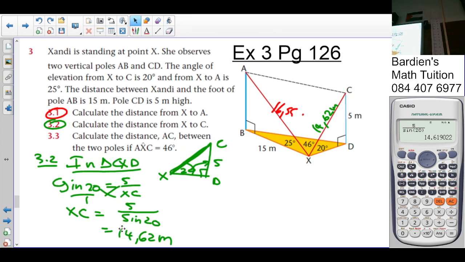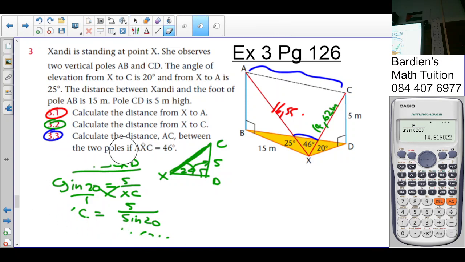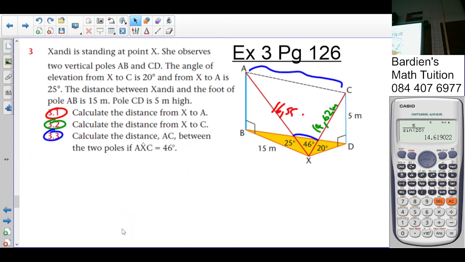In the next question we are told in 3.3, calculate the distance AC. So this is the distance we must calculate between the two poles if AXC is equal to 46. So we have two lengths and an included angle. So which rule are we going to use then? The cosine rule.